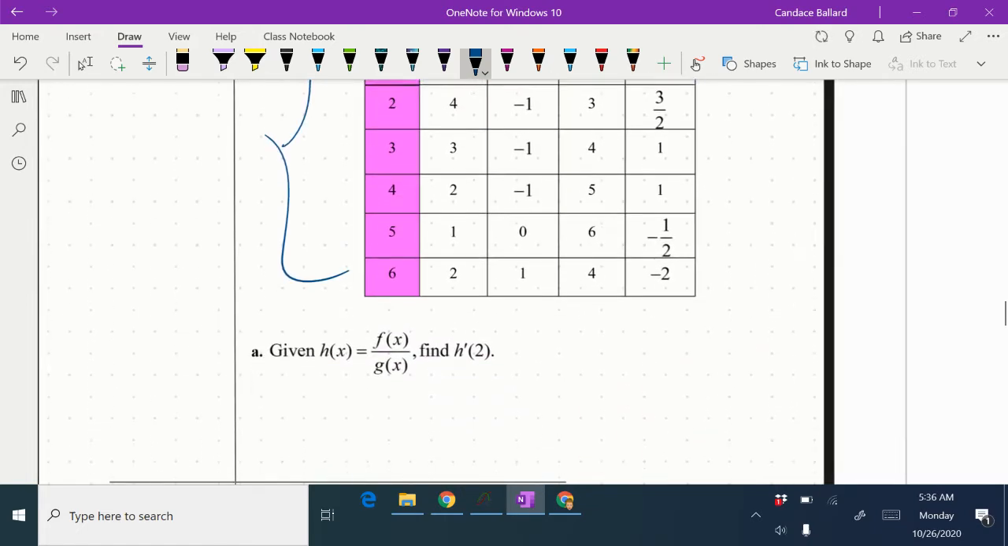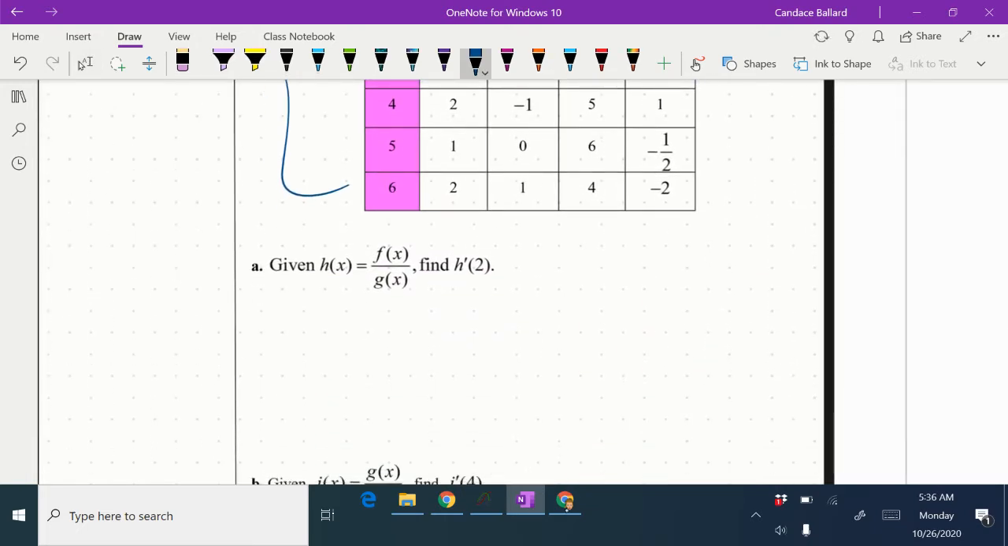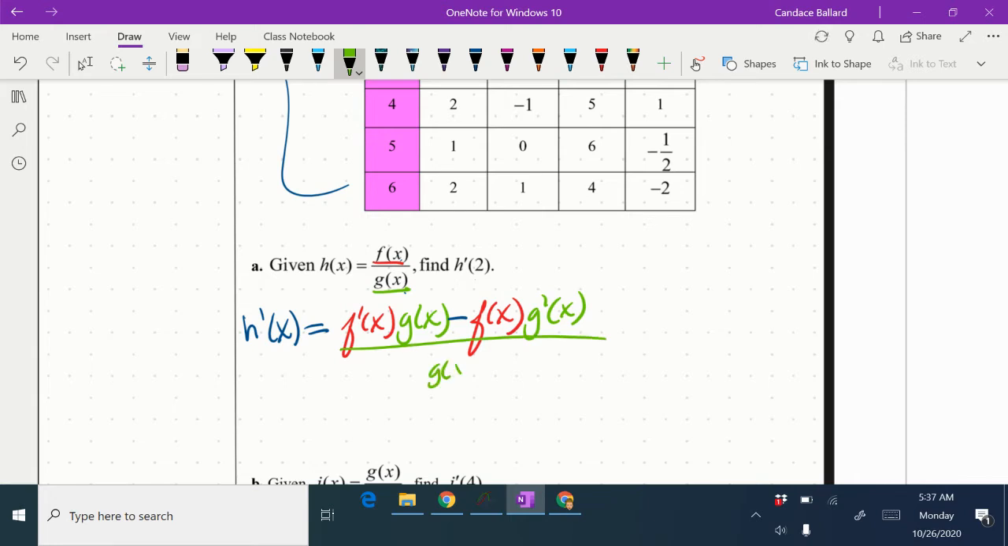So in A, it says, given that h of x equals f of x over g of x, find h prime of 2. So we're going to start by just identifying our red function is our numerator, our green function is our denominator. It says take the derivative. So h prime of x equals the derivative of the red, so f prime of x, times the green original. We're going to use a subtraction because that's the rule. The red original, the green derivative, all over the green, be careful how you write this, squared.